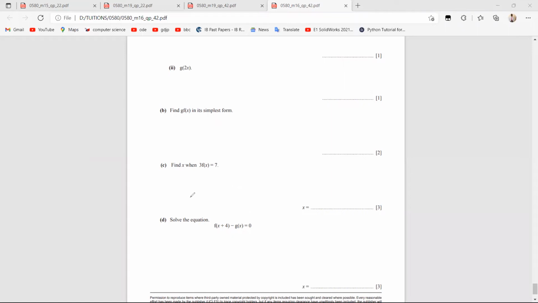You have f of x plus 4 subtracting g(x), and the whole result is equated to 0. So we just need to first of all call our f(x) down here. And what's our f(x)? f(x) is 2 minus 3x. Okay. So what is f of x plus 4? f of x plus 4 simply means that x plus 4 will take the place of x in the function. So I'll have 3 into x plus 4 instead of x now. So that will be 2 minus 3x minus 12, okay?